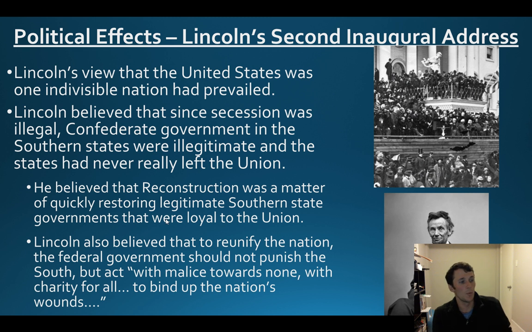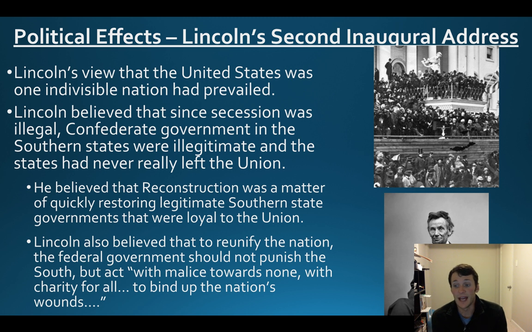But anyway, now the war is effectively over, and Lincoln is going to deliver his second inaugural address after he defeats McClellan, and this view that the United States is one indivisible nation is going to prevail, right? He believed that since secession was illegal, the southern states were illegitimate, and they never really left the Union, and therefore were going to need to be brought back fairly swiftly and fairly easily, right? He believed that Reconstruction was just a matter of quickly restoring the legitimate southern state governments, and that these governments should now be loyal to the Union.